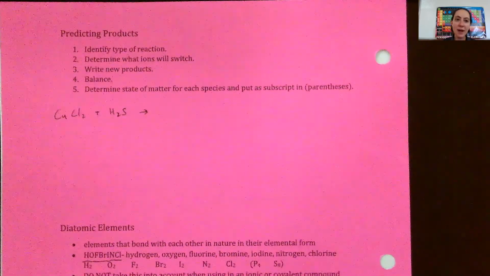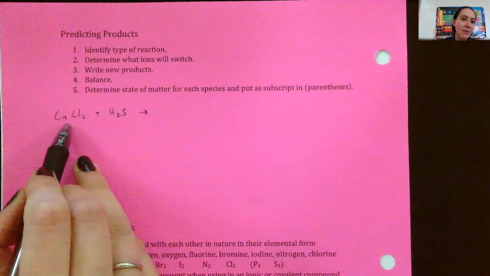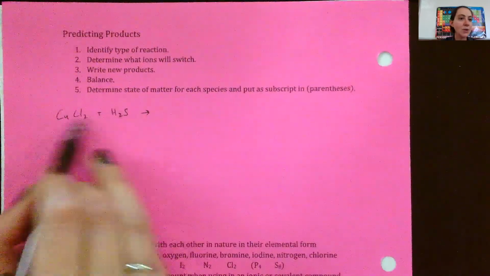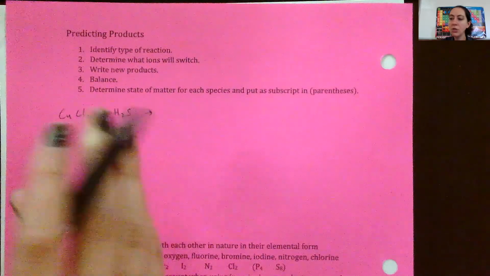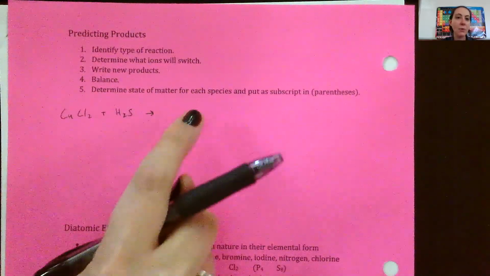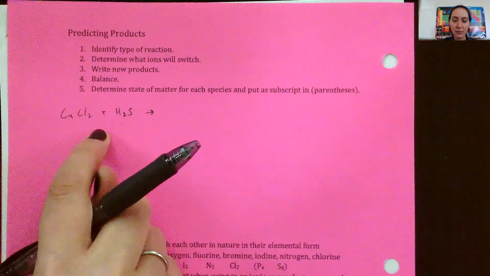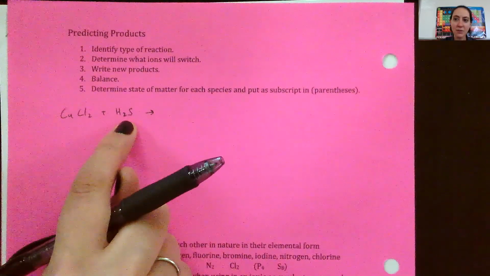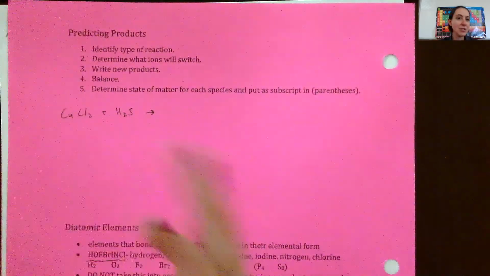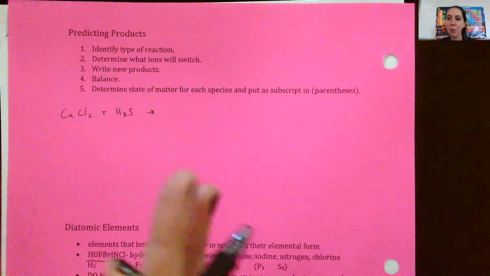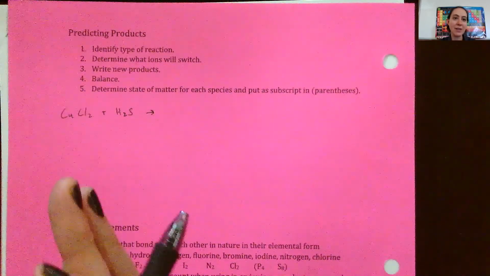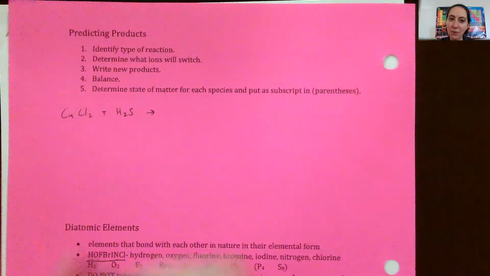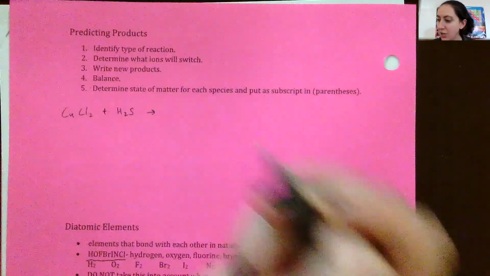So here's my example that we're going to be working with today. We have copper 2 chloride and we have hydrogen sulfide. And this is going to be some sort of reaction. Just looking at this, we know that our products are going to be different than our reactants. So it's not just going to be copper chloride and hydrogen sulfide. Even if you switch them around, it's just like addition. It doesn't matter what order. 1 plus 2 is equal to 2 plus 1. It's the same thing. But in this case, we want some sort of chemical change to happen.